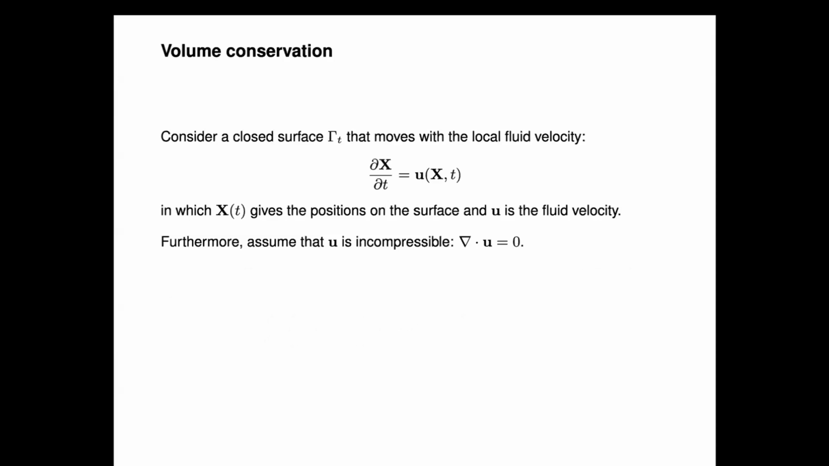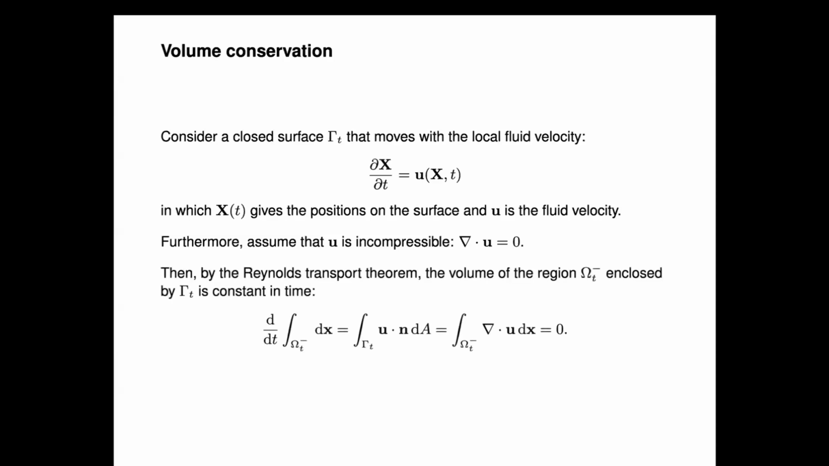If we assume that the velocity field is incompressible, then you can compute the time rate of change of the volume of the region that's enclosed by the surface. And so the Reynolds transport theorem tells us that, well, you move this under the integral, the derivative of 1 is going to be 0, but then you have the surface term from the boundary moving through space. And then you can use the divergence theorem to convert the surface integral back into a volume integral, and out pops the divergence of the velocity field, which is 0. And so the time rate of change of the volume enclosed should be 0.